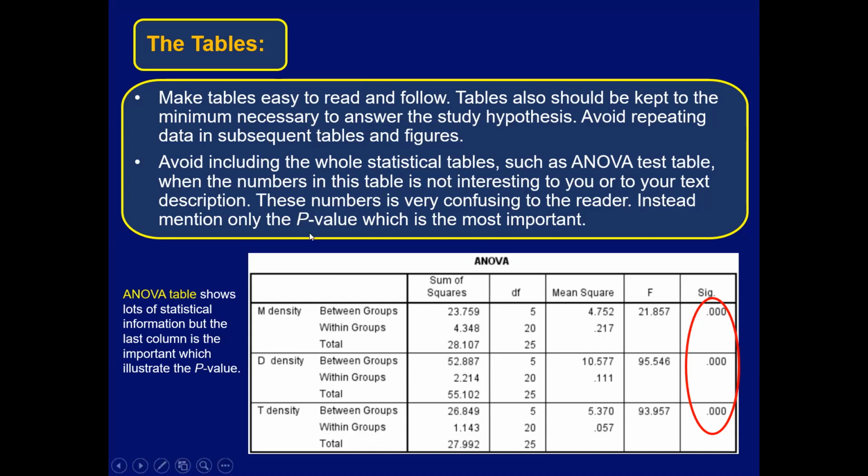So, for example, the names of the groups, the mean and standard deviation, the level of significance, and some other relevant information. Sometimes we add the odds ratio between them. When the numbers in the table do not match your text description, these numbers are very confusing to the reader, and instead mention only the p-value, which is the most important one. So keep to the minimum necessary and highlight the most relevant information that you want to present to the reader to show the differences between the groups.